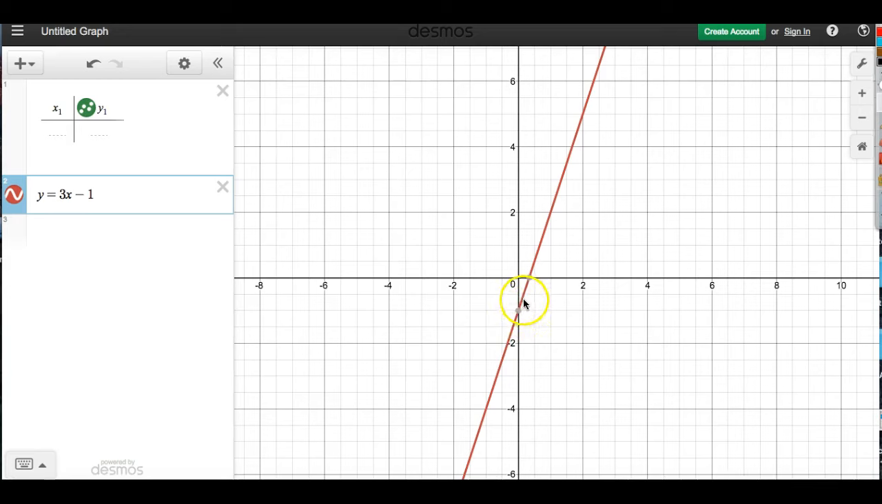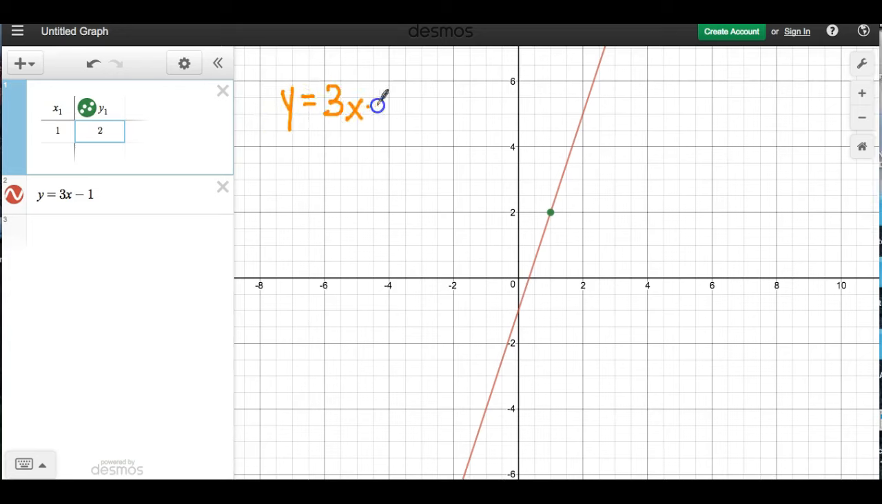In order to explore this, let's pick a point on the graph. Let's say 1, 2. That's the point 1, 2. If I plug it into this table here that plots it, you can see this is the point 1, 2, and it falls right on the graph. Let's check it. If it's a solution, we should be able to plug it into y equals 3x minus 1. This is the point 1, 2, which means x is 1 and y is 2.